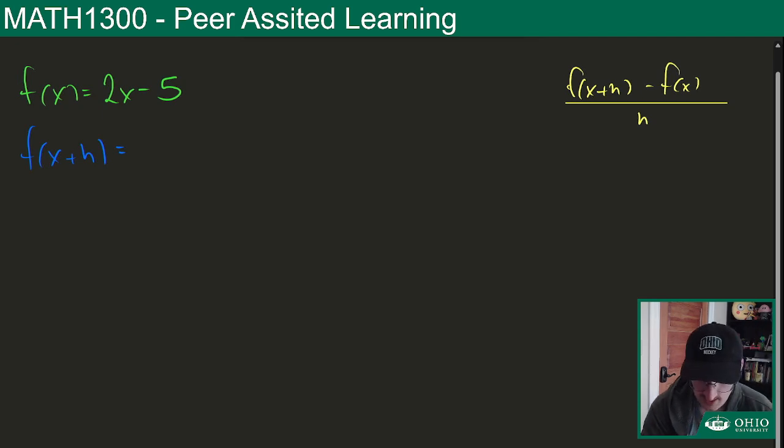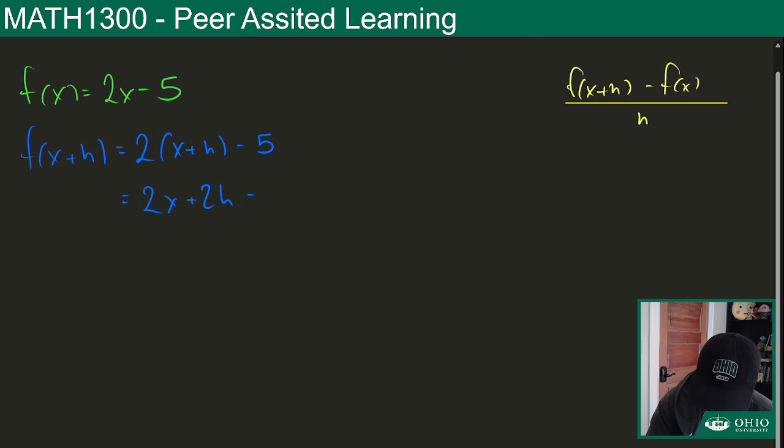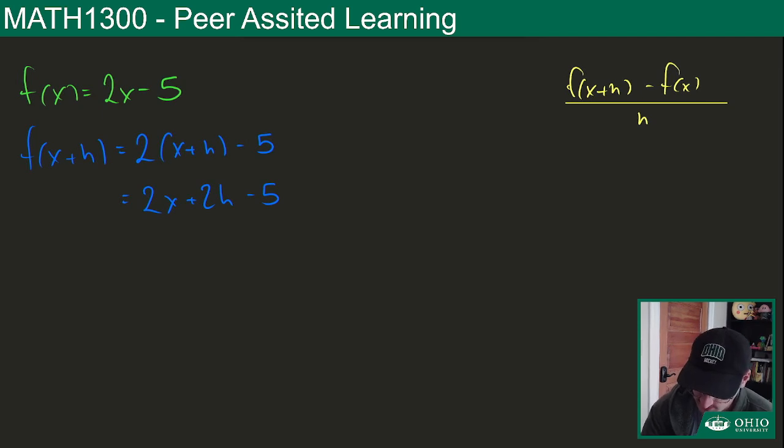Whenever I have an instance of x in my function, I want to replace that instance of x with x plus h. So instead of just 2x, it'll be 2 times x plus h, minus 5. Now let's expand this by distributing that 2. And now we have a clear definition of what f of x plus h is, and of course we know what f of x is.